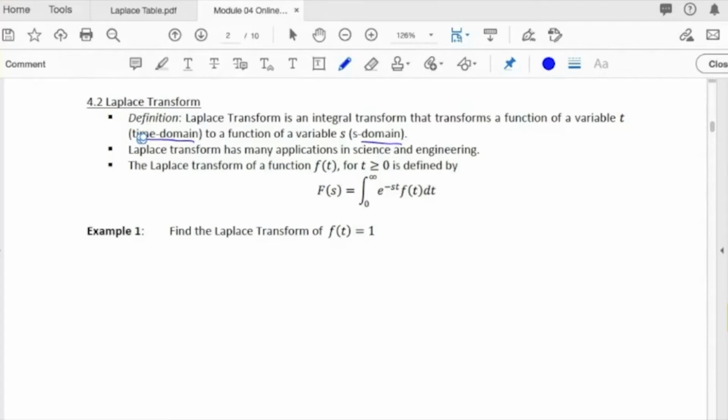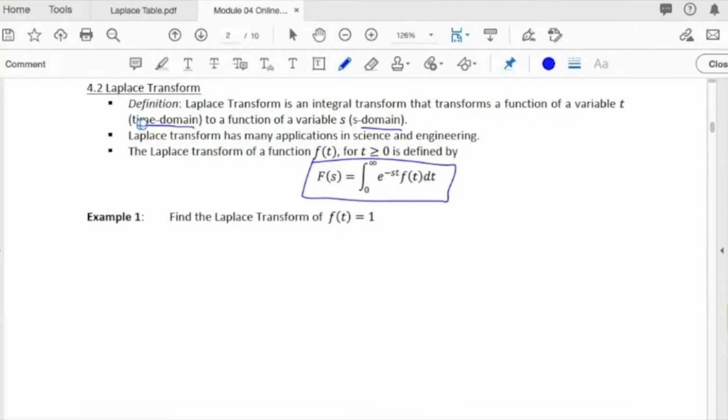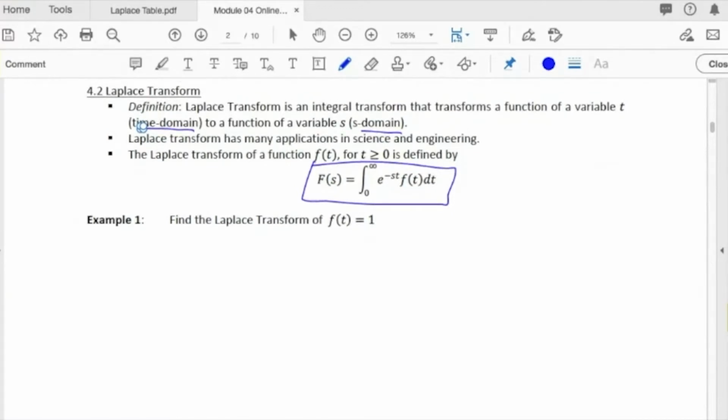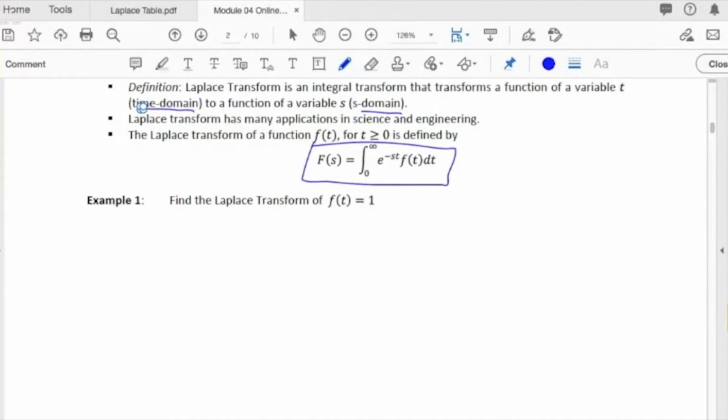The Laplace transform is mathematically defined by these equations. We can apply these equations to transform a function from the t domain to the s domain. We look at example 1: find the Laplace transform of f(t) equal to 1. But before we apply this, I want to bring your attention to our Laplace tables.